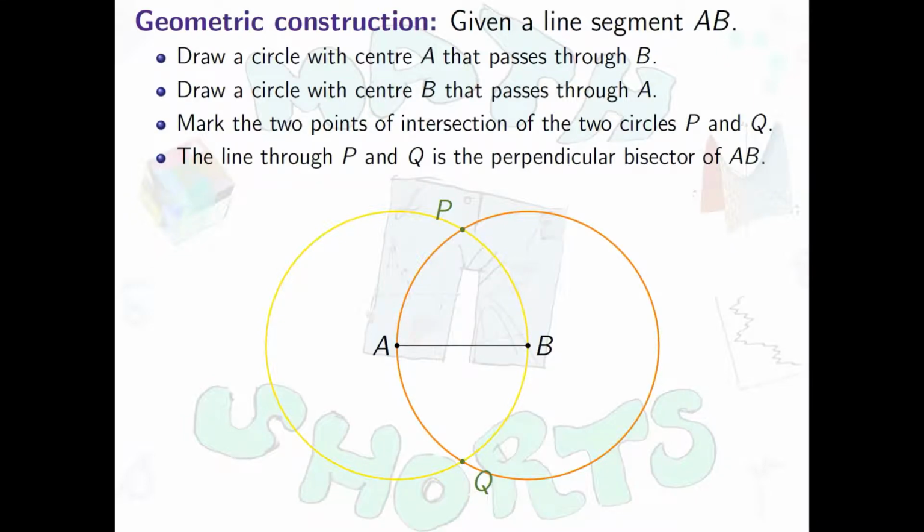So, we can go through exactly the same thing. Q is going to be equal distance from A and B as well, and ABQ would also be an equilateral triangle. So if we draw a line through P and Q, that's going to be our perpendicular bisector of AB.